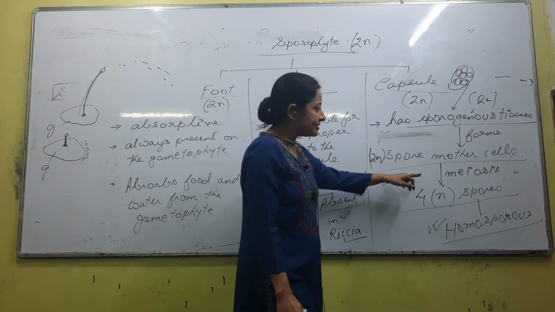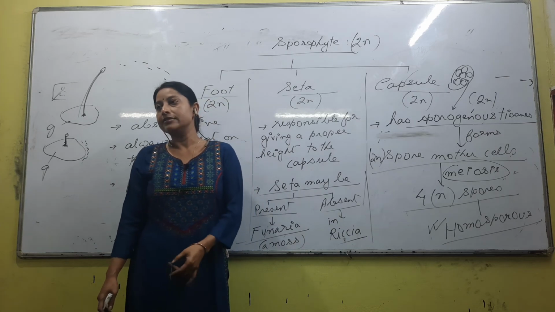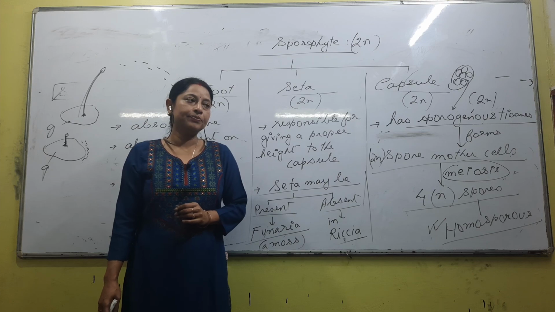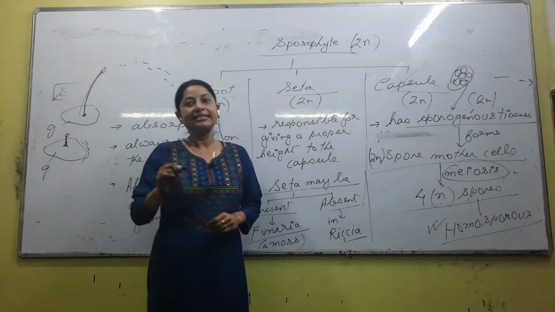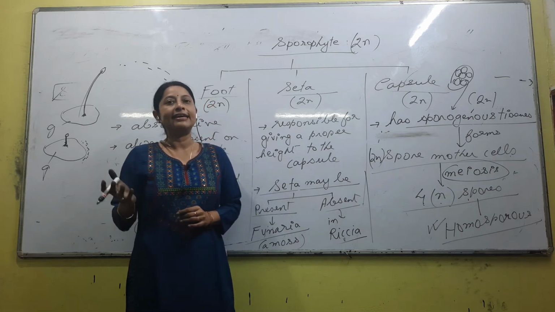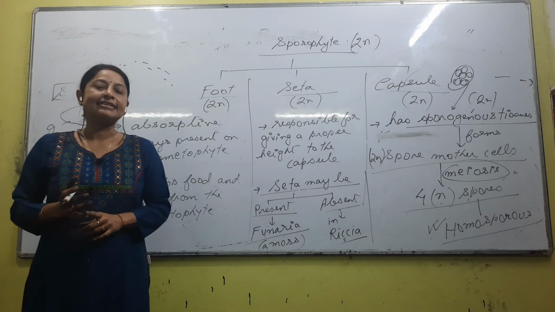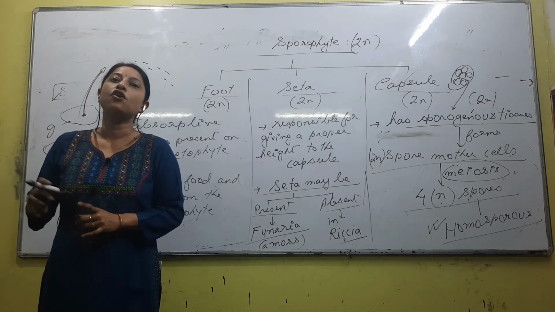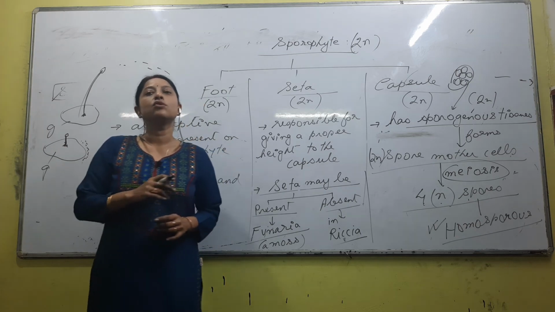Clear? Spore mother cells will undergo meiosis. Because of one meiosis, how many offspring are produced? 4. What is the ploidy? n. That is the reason why I have written 4 haploid spores. Right? So the spore mother cell undergoes meiosis to produce 4 offspring, and they are all haploid, because we know meiosis is a reduction division. Right? Next, if the new spores that are formed are all exactly the same, morphologically similar, nothing is big or small, then we use a word called homosporous.